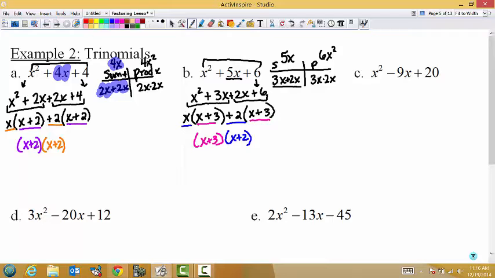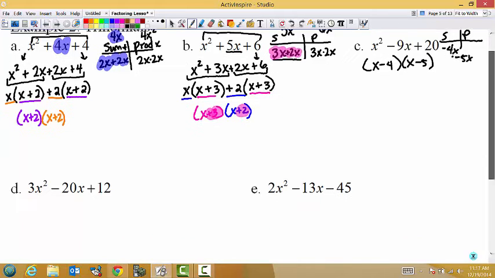The shortcut, of course, you probably know how to do the shortcut, is whatever you get here ends up being your answers, positive 3, positive 2. So this one, negative 9 and 20, what multiplies to give you 20 and adds to give you negative 9? Well, negative 4 times negative 5, so it ends up being x minus 4 and x minus 5. Now that only works on the ones that don't have a number in front.